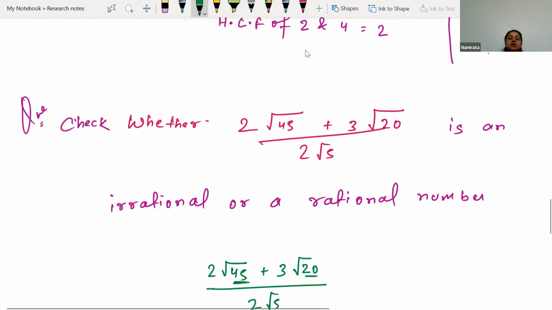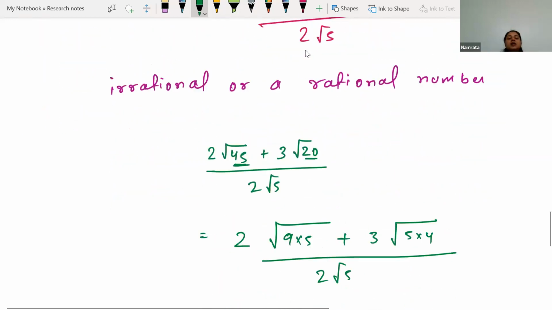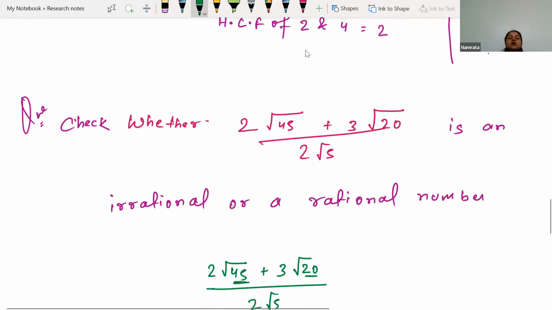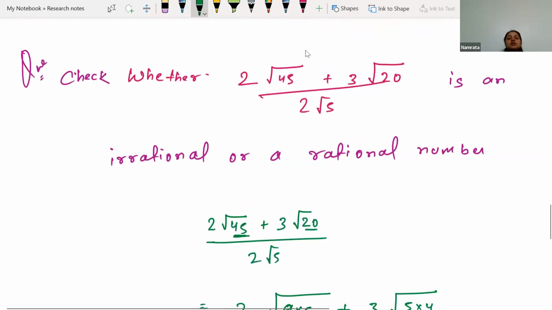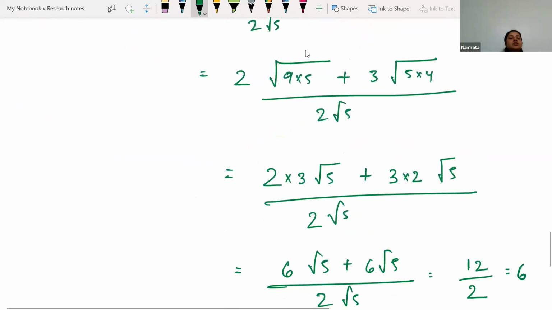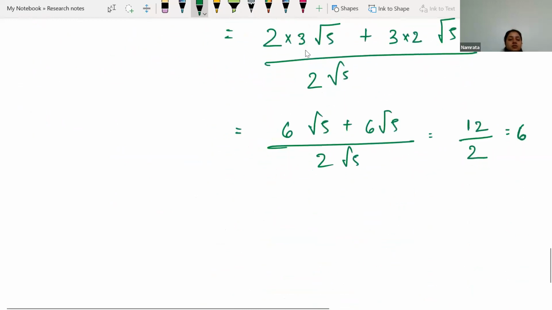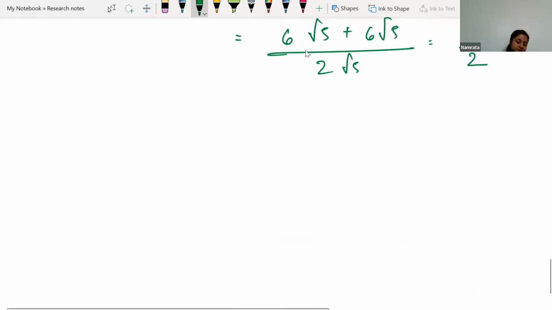So first thing first, whenever such questions are given, try to simplify it. Here it was possible to cancel it out. Sometimes you have to do the rationalization and you have to check. So just check whether it is possible to simplify it or not. Maybe after simplifying you will get the idea whether it's a rational or not. Okay.